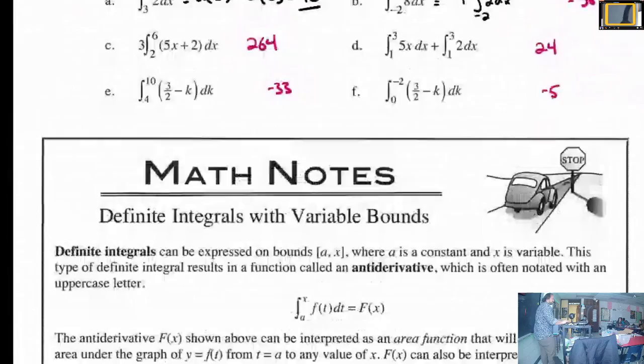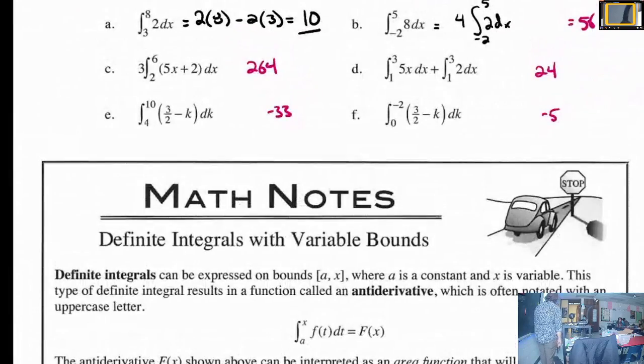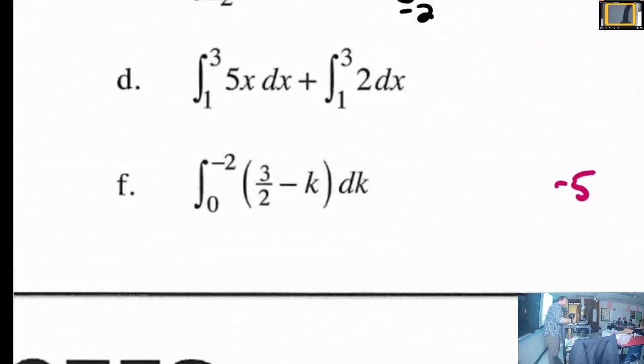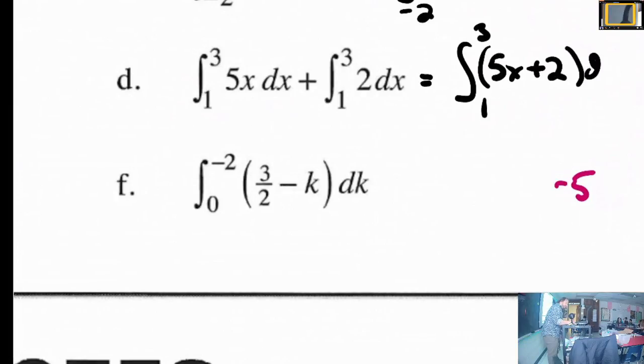All right. We could talk about a couple of these. I guess the only notes I really have walking away from these problems, on question D, is that this is just one integral, 1 to 3 of 5x plus 2. A lot of times you can use your integral rules to make things look a little better. You can combine those together.